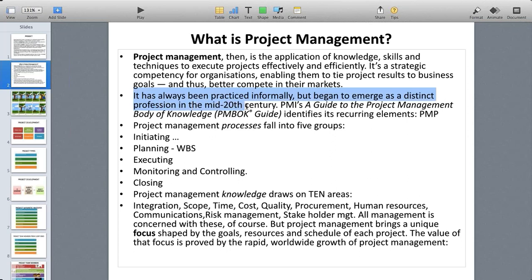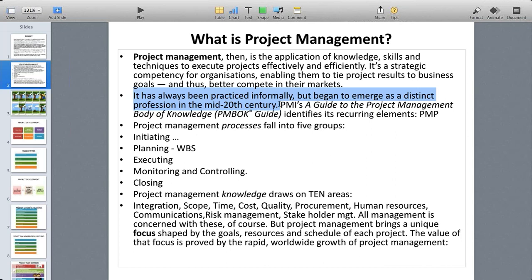Project management has always been practiced informally, but began to emerge as a distinct profession in the mid 20th century. In earlier days, there was no project manager or project management. Someone from the IT team, a programmer or a senior developer, used to communicate with the client and take care of the requirements. The impact was a lack of proper skills, cost management, risk management, time management, quality management, and manpower management. So many projects failed.